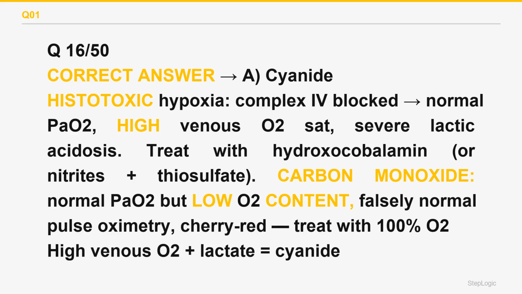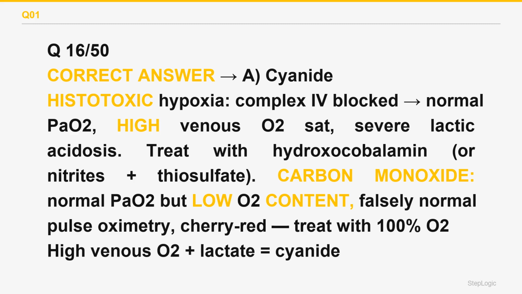Carbon monoxide is the co-exposure in the same fire and the most tempting alternative, but it fails on the venous saturation. Carbon monoxide binds hemoglobin with high affinity, so oxygen content falls even though the dissolved PaO2 is normal, and it left shifts the dissociation curve, so the remaining oxygen is released reluctantly. Venous saturation therefore falls rather than rises. It also fools standard pulse oximetry, which cannot distinguish carboxyhemoglobin from oxyhemoglobin, which is why the reading here is uninformative.